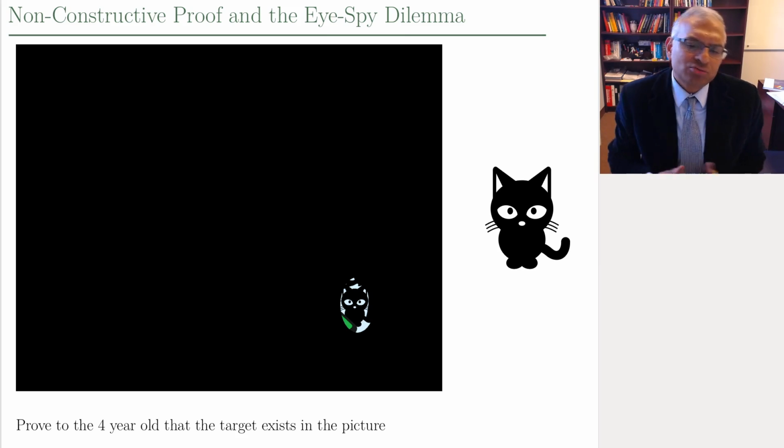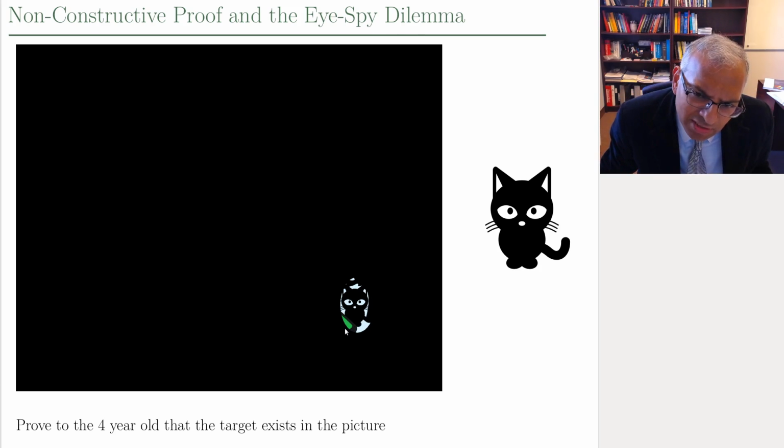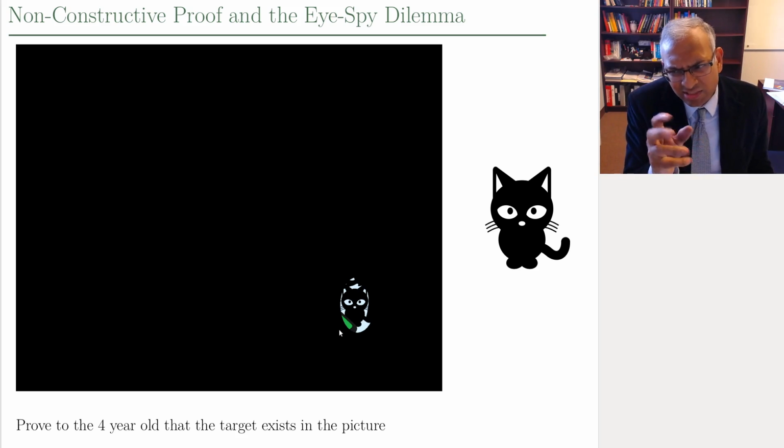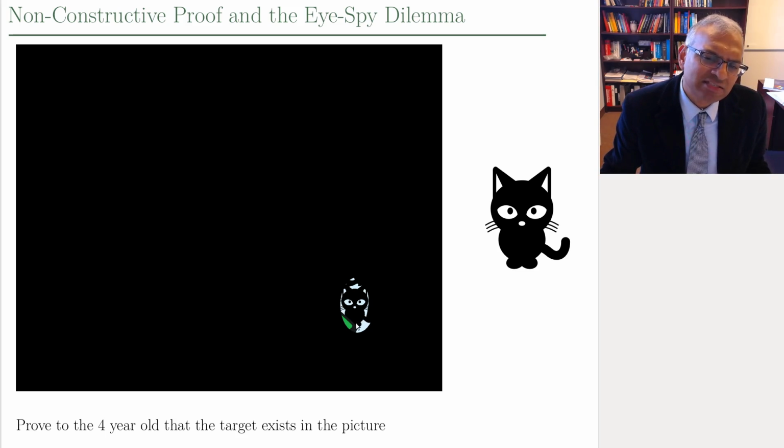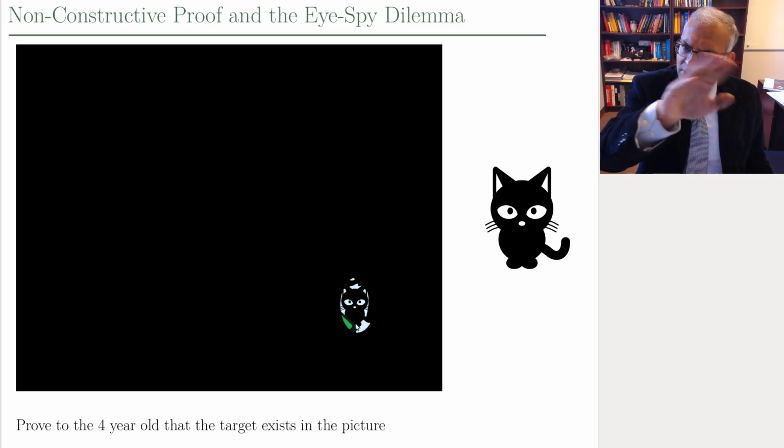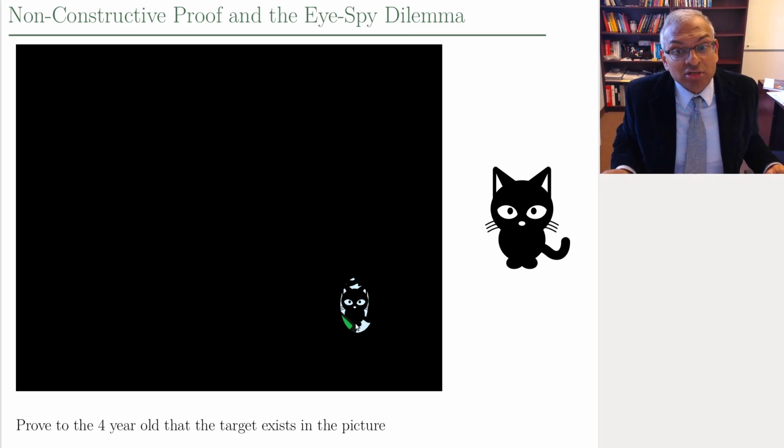But actually the 4-year-old has got the better of me, because look, I've not only revealed the cat, but I've revealed some hints as to some of the things that are surrounding the cat. So I really need an X-ray lens that's exactly the shape and size of the cat, so that I can just put it on top of the cat and say, here, look, the cat's there, and I'm not going to show you anything else. And that's a non-constructive proof.